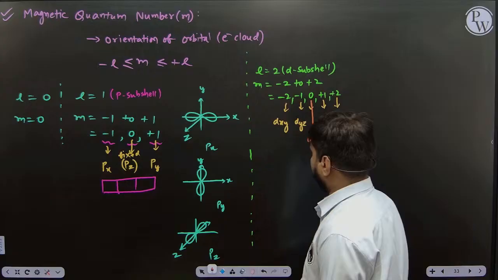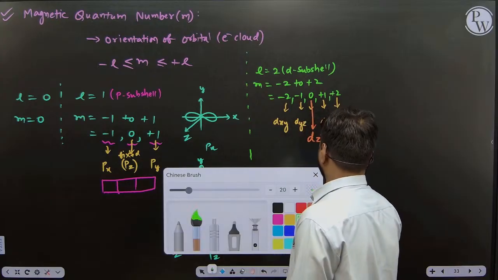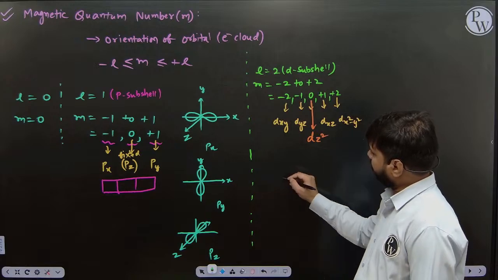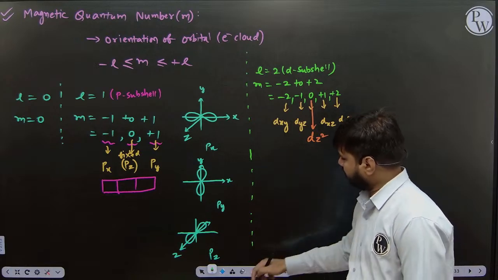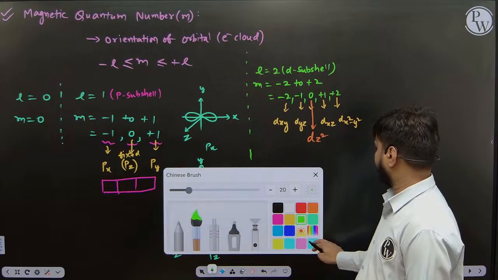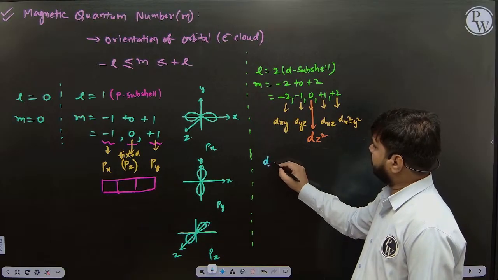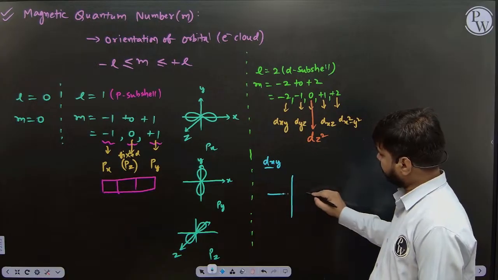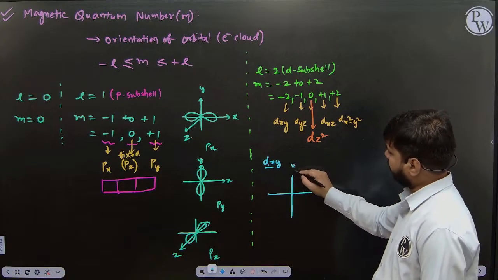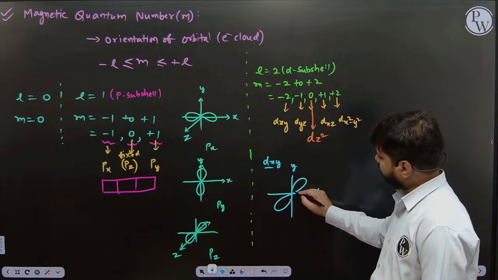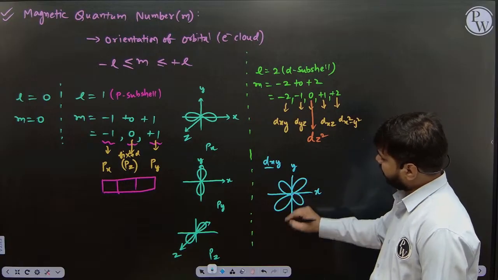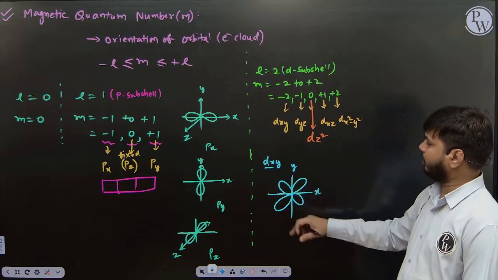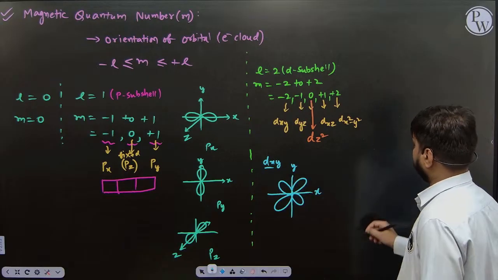ठीक है. चलिए, so now let's also talk about their structures. So first we are going to discuss about dxy. ठीक है. तो dxy, the structure of dxy will be, let's say this is x, this is y. Electron density, electron cloud is present in between the axis for the dxy.